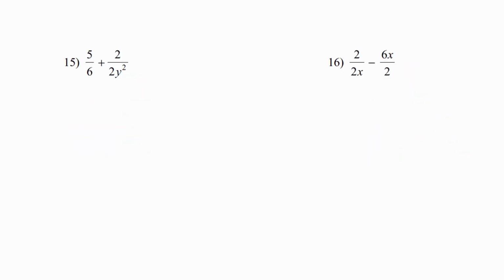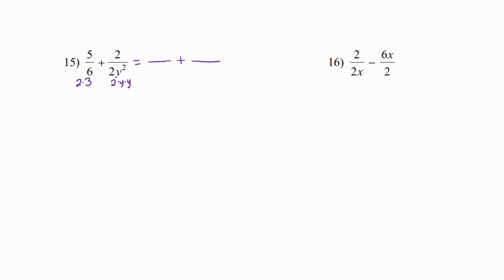On 15 and 16, we do not have common denominators. And so that's what our first step is. We want to come up with a denominator that we can get both of these to equal. And we would like for it to be the least common denominator because it'll make the problem easier. So we want to think about 6, which is 2 times 3, and 2y squared, which is 2 times y. And we want to combine those with the fewest things possible.